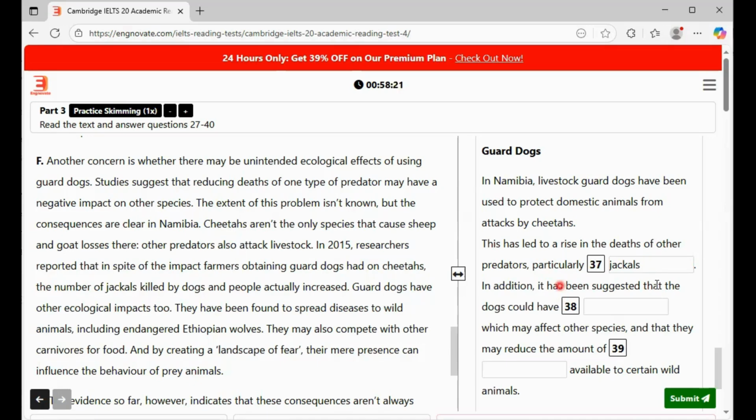In addition, it has been suggested that dogs could have dash. Okay? This has been found to spread disease. They have been found, that's disease.